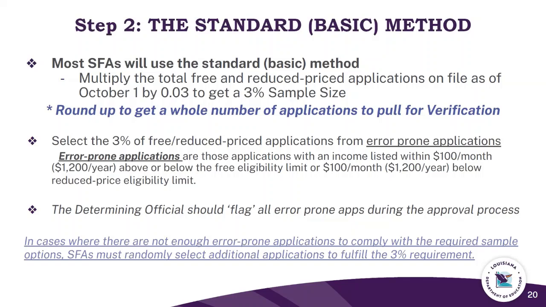And error-prone applications are those applications with an income listed within $100 a month, $1,200 a year, above or below the free eligibility limit or below the reduced price eligibility limit. That first official, the determining official, should flag any error-prone applications during the approval process. In any case where there's not enough error-prone applications to comply with the required sample options, SFA must randomly select additional applications to fulfill the 3% requirement.